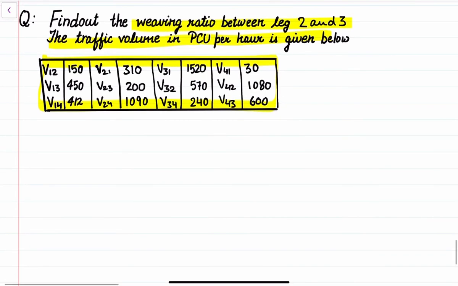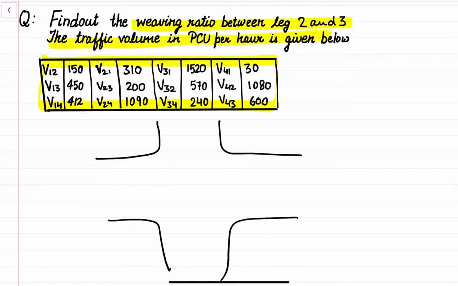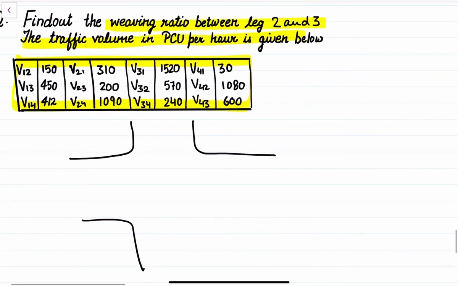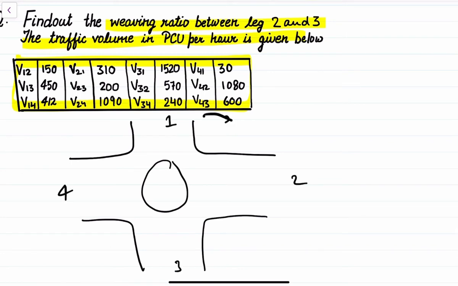So first of all, let us draw one rotary. This is leg 1, this is leg 2, leg 3, and leg 4. Vehicles always move in the clockwise direction. Here V12 means vehicles coming from 1 and going to 2. Likewise V21, V32, everything means the first is coming, the second is going. So we have to find out between leg 2 and 3.